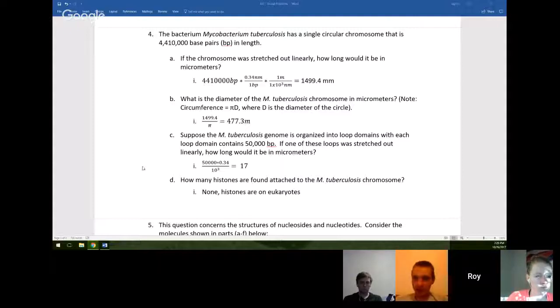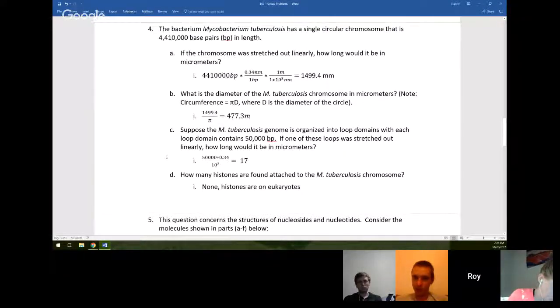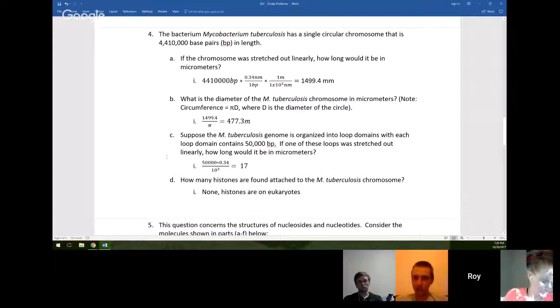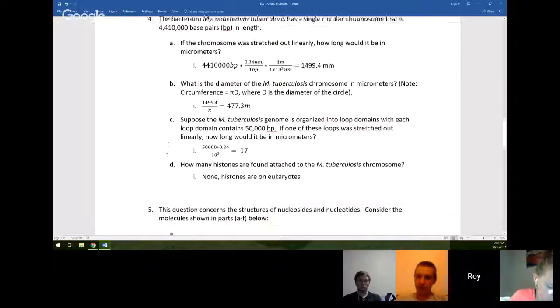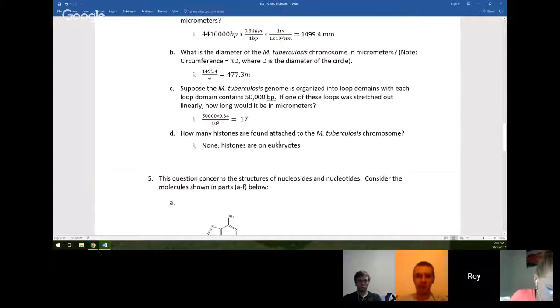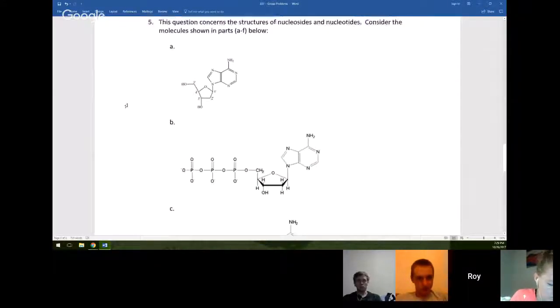Then C, suppose that the M. tuberculosis genome is organized into loop domains. Each domain contains 50,000 base pairs. If one of these loops was stretched out linearly, how long would it be in micrometers? It ends up being 17 micrometers, and you can see the work there on the screen. And then D is how many histones are found attached to the M. tuberculosis chromosome. It ends up being 0 histones because histones are not found in prokaryotes, but only in eukaryotes. Yep. And then on to number 5, which is mine.